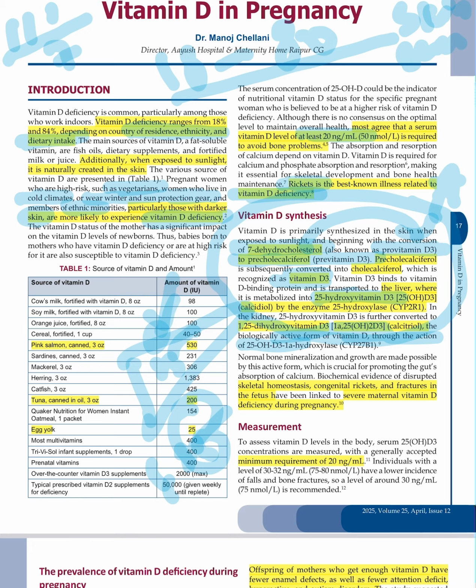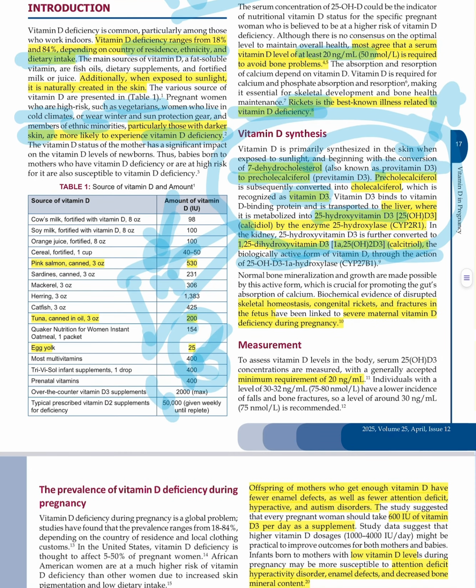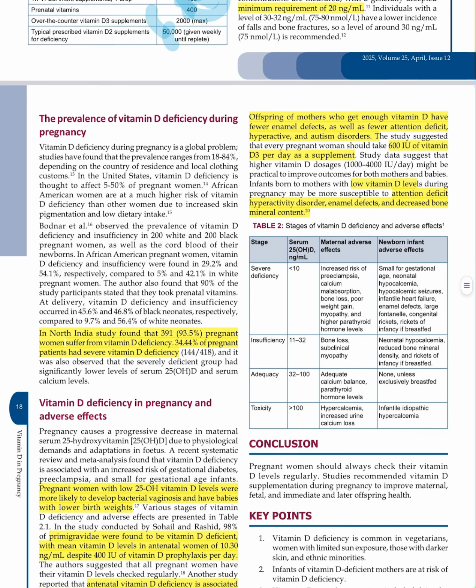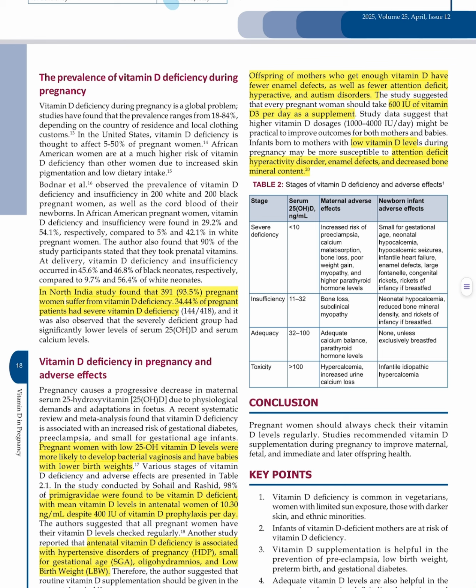Normally, bone mineralization and growth are possible only because of the active form. If there is deficiency, there is skeletal abnormality, congenital rickets, even fractures in the fetus. If the mother has vitamin D deficiency, the fetus can also have these fractures. The minimum requirement of vitamin D is 20, as I already said. North India has more prevalence of vitamin D deficiency, and you should write that. Coming to the States, African Americans have a very high risk of vitamin D deficiency.